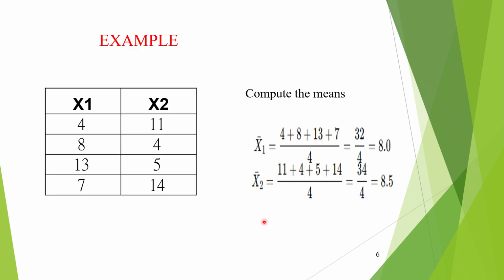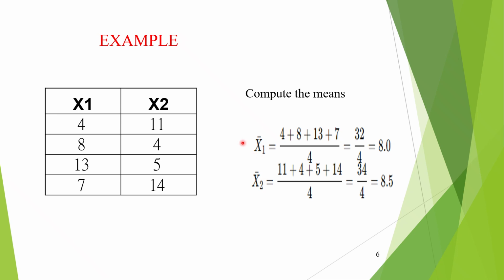Now we'll take one small example. Here we have two attributes, x1 and x2, and these are the values of the attributes. So totally we have 4 instances, that is n equals 4. The first step of PCA is to compute the means of the attributes. So the mean of the first feature x1 is equal to 4 plus 8 plus 13 plus 7 divided by the number of instances, which is 4.